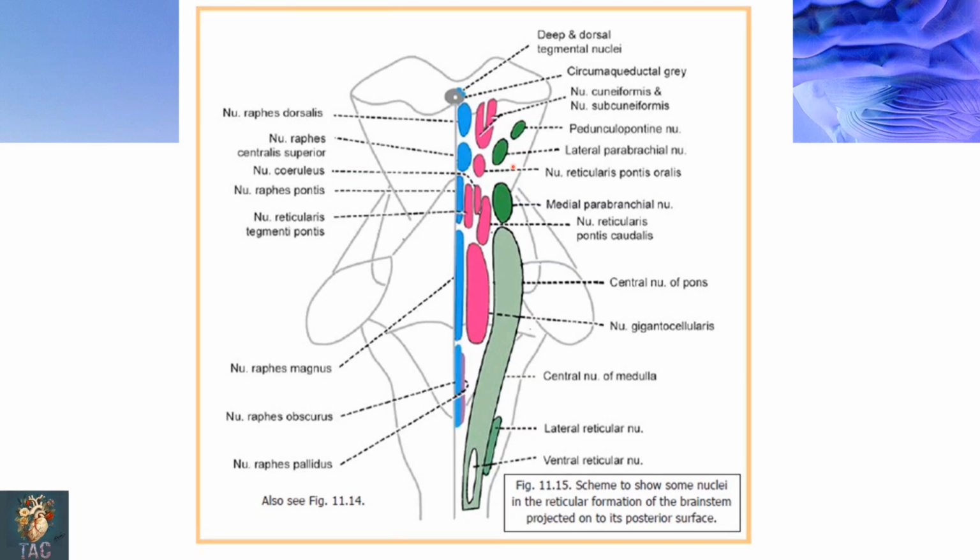Then we are moving on to the lateral group, and here you can see the pedunculopontine, and the lateral and medial parabrachial nuclei which are present, which are part of the reticular formation. This larger one is the cranial nucleus, and then the central nucleus of the medulla oblongata.